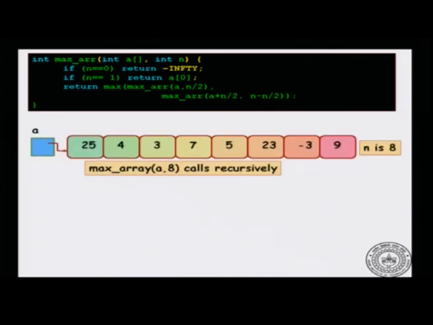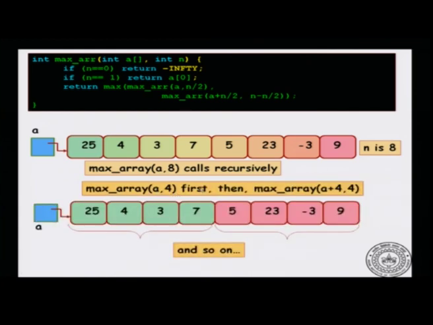If we look at the concrete array that we had, and we call max array A comma 8 because this contains 8 elements, it will recursively call two sub problems, which is max array A comma 4, the first 4 elements starting from A0, and then max array A plus 4 comma 4, which are the 4 elements starting from A4, the 5th element in the array. Now, let us just look at the stack.